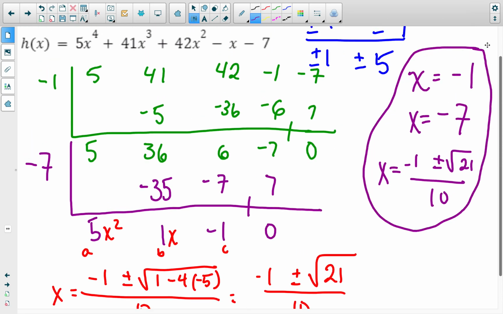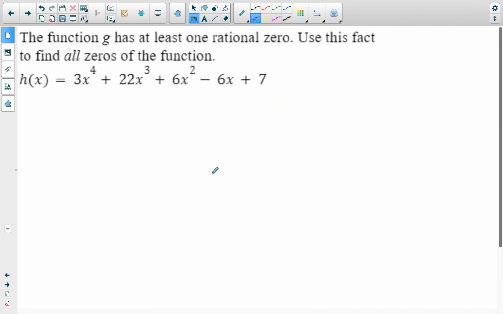And there you go. Not too bad. All right, pause the video. Try this one on your own. Start by listing out your possible rational zeros just for the sake of being consistent. Okay, so 1, 7, 1/3, or 7/3 could be zeros.